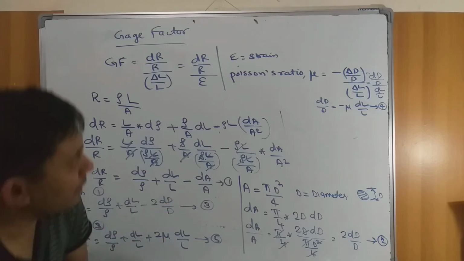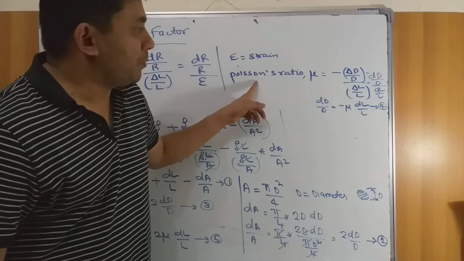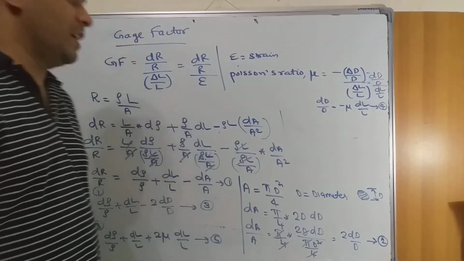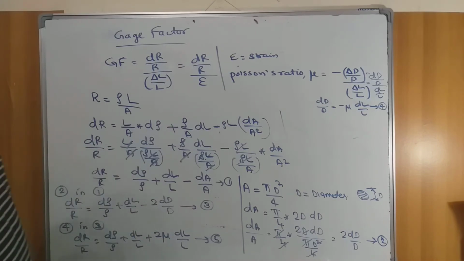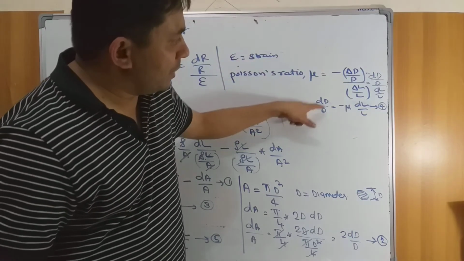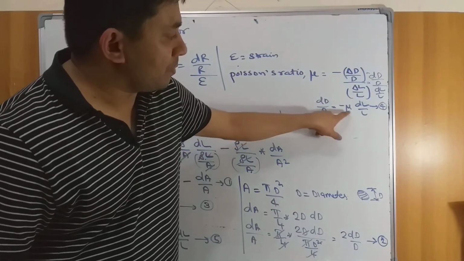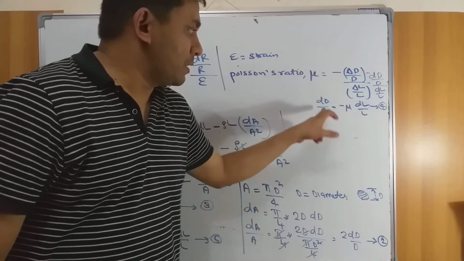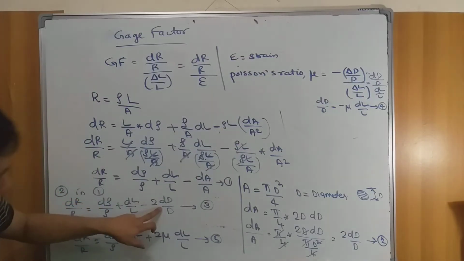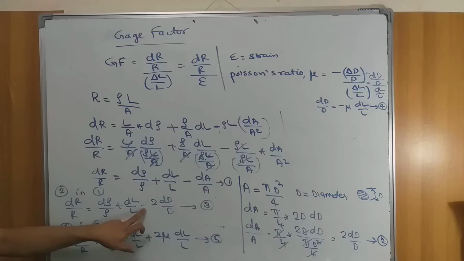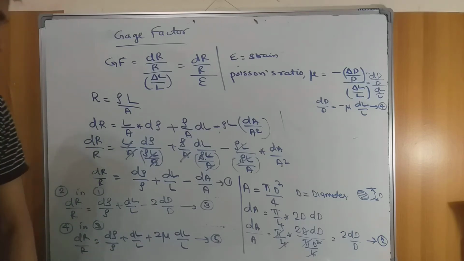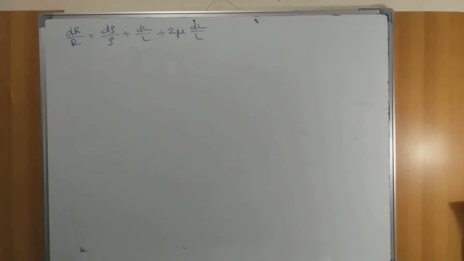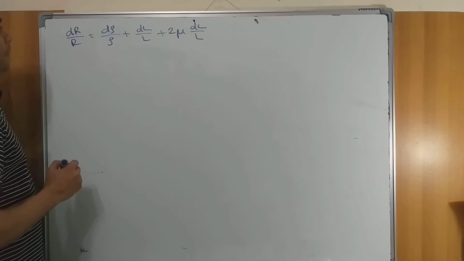Now we will recollect the equation we said before, the Poisson's ratio. Poisson's ratio connects the change in diameter to the change in length, and we can find the value of del d by d or dd by d, that is equal to minus mu into del L by L. This value we are supposed to replace in this particular equation. So already we have this equation with a minus sign, and because of the minus from the equation, it is going to be plus, so we will end up with an equation with 2 mu into dL by L. Okay, so we have this equation.